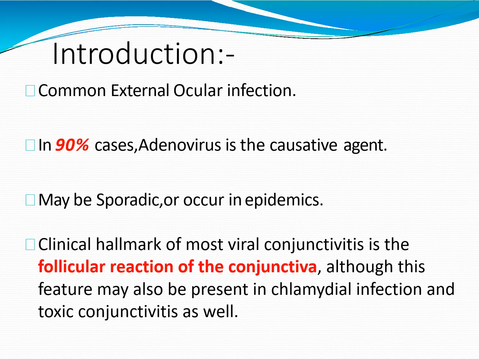Clinical hallmark of most viral conjunctivitis is follicular reaction of the conjunctiva, although this feature may also be present in chlamydial infection and toxic conjunctivitis as well. What is toxic conjunctivitis? It is an ocular surface medicamentosa, and it is due to chemical toxicity or a delayed cell mediated hypersensitivity response of the ocular surface and adnexa to active drugs or preservatives.